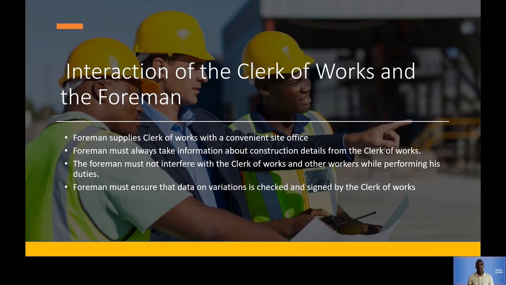The foreman must ensure that data on variations is checked and signed by the clerk of works. So remember, we spoke about variation orders. So it's the foreman who would actually find out that we need 200 more bricks because now we've used 1,000 and we're still not done. So then he tells that information to the clerk of works, okay, that we need more bricks. And then the clerk of works can speak to the quantity surveyor as well, or the architect. It's up to him. But it's the foreman who relays the information to the clerk of works.